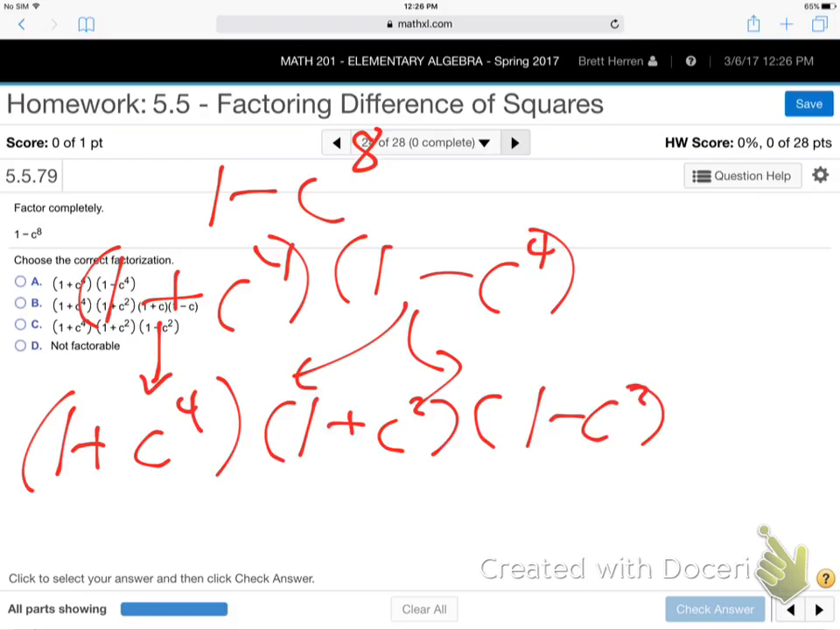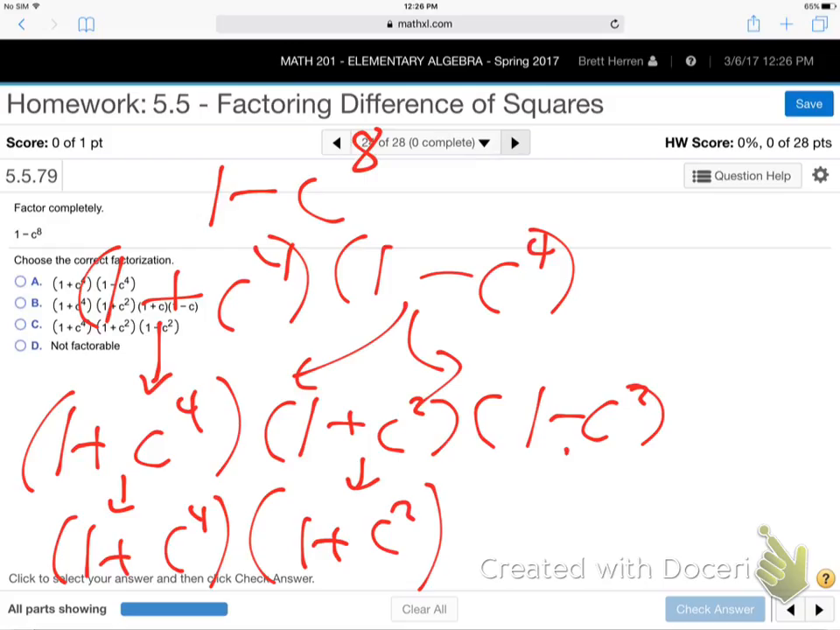That good? Everybody tracking with me? There's one more step. This guy is plus, so he's not going any further. This guy's plus, so he's not going any further. But this guy, he's going to break into 2: 1 plus c, 1 minus c. There we are, done, finally.